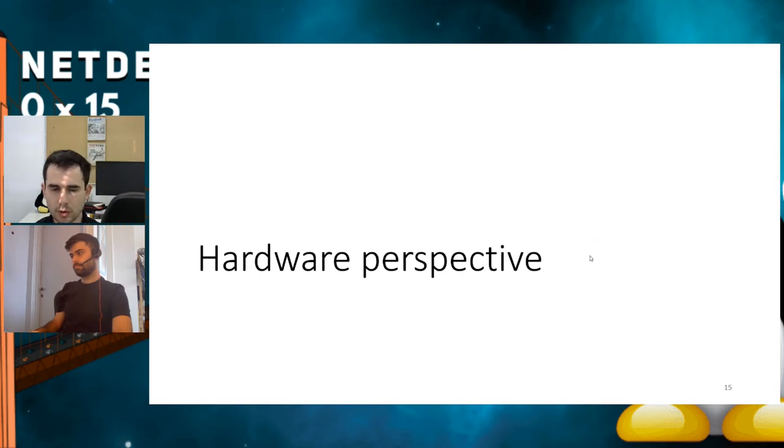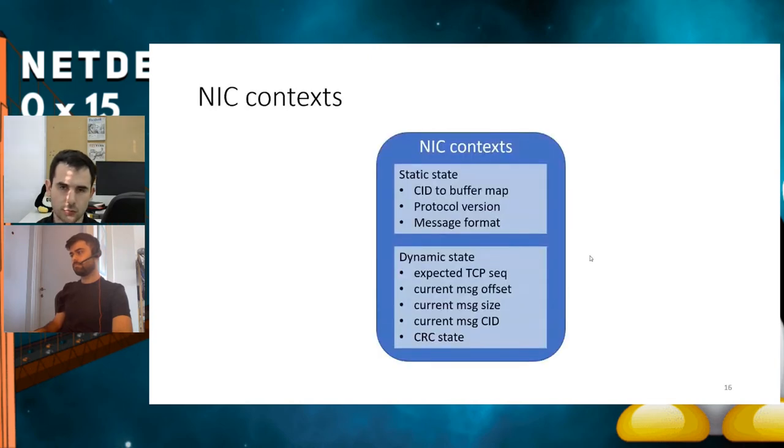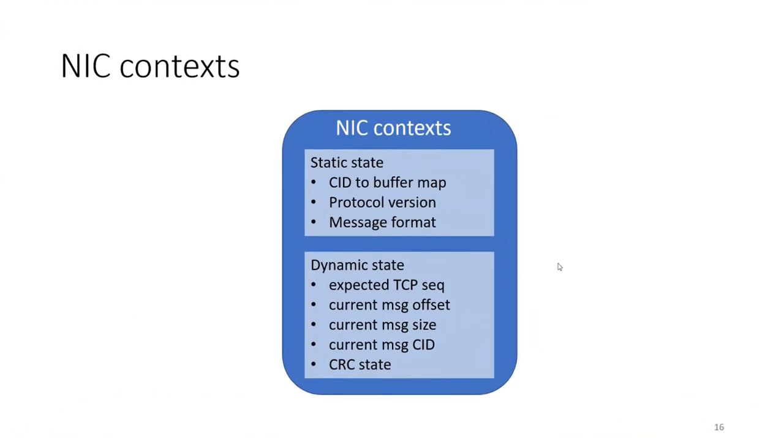Okay, so now we're going to look at the offload from a hardware perspective. And from a hardware perspective, this offload resembles very much the offload we had for TLS. So we have the following unique context. We have a static state and a dynamic state. The static state consists of the following parts.